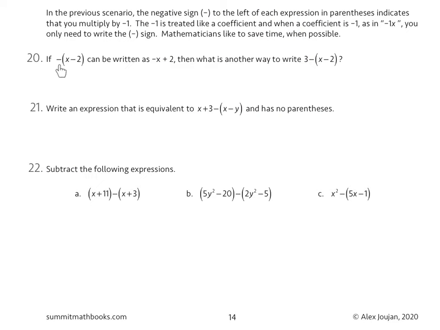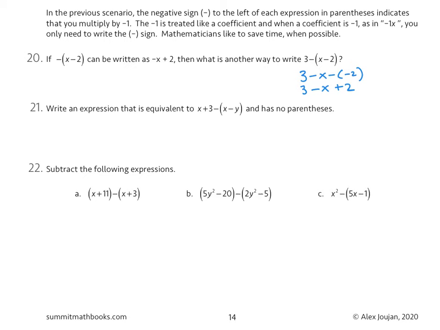Number 20. If negative x minus 2, or the opposite of x minus 2, can be written as negative x plus 2, then what is another way to write 3 minus x minus 2? Well, we need to think about how to subtract both x and minus 2. Well, that's like distributing a minus to subtract the x and subtract minus 2. If I bring down the 3, I am subtracting x and subtracting negative 2. Subtracting negative 2 is adding 2. I can bring down the 3 and the minus x. Now I have 3 minus x plus 2.